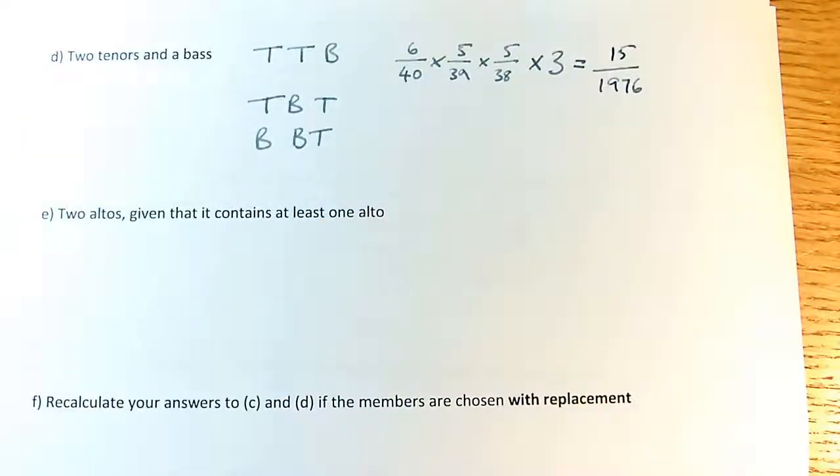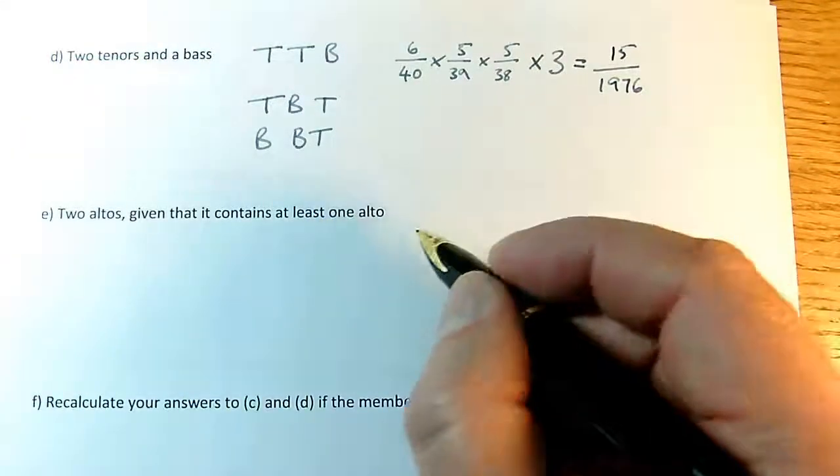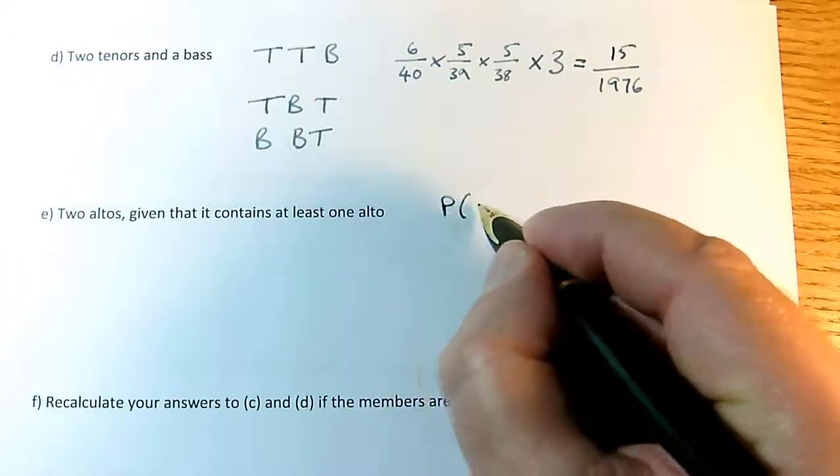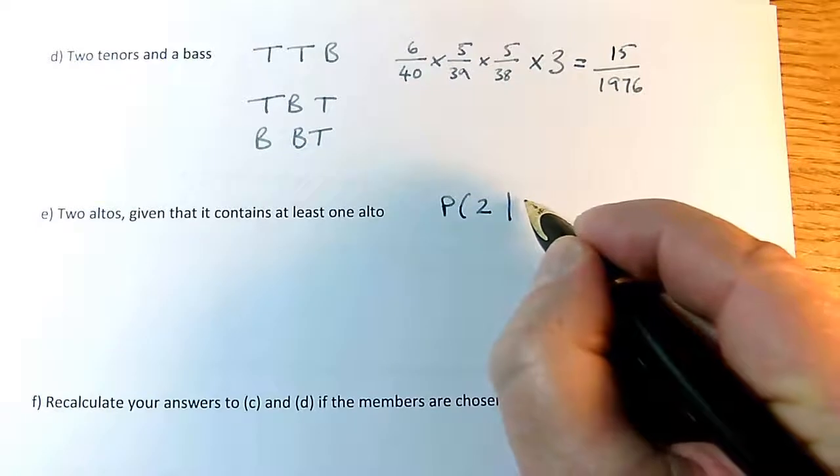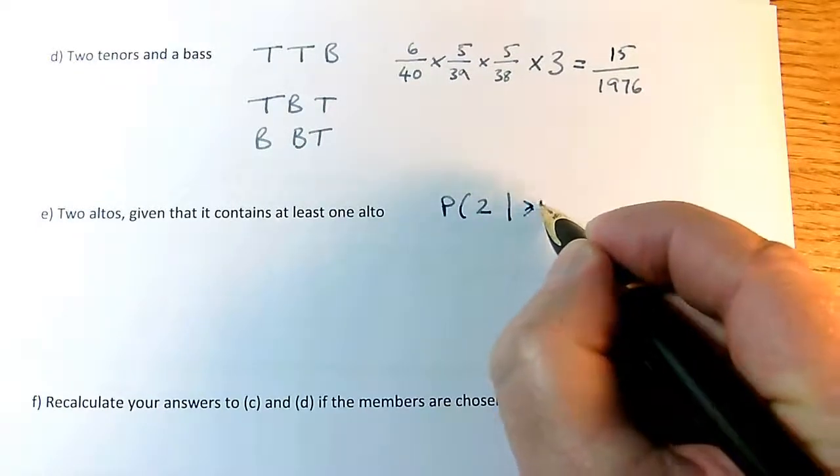And now for the mean part of the question, this is a conditional probability. We want the probability of 2 altos given that it contains at least 1 alto.